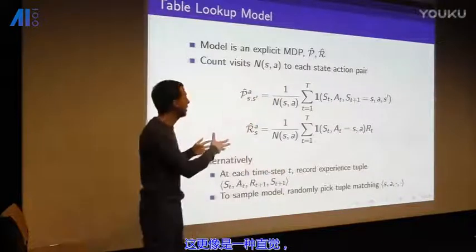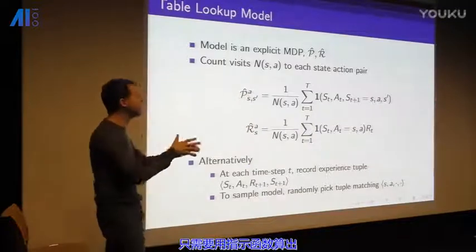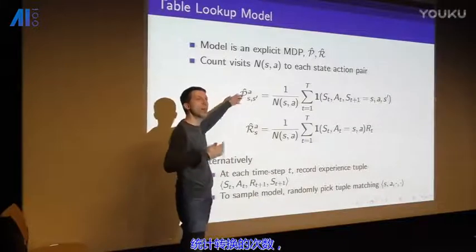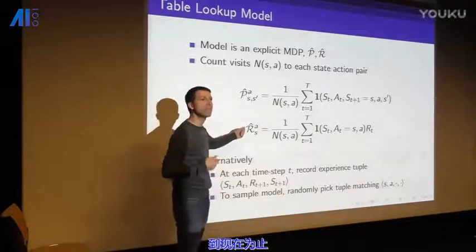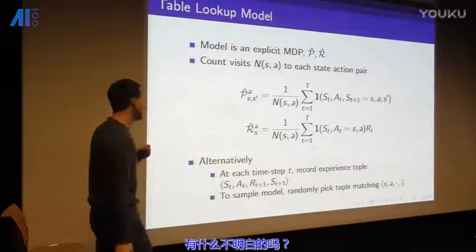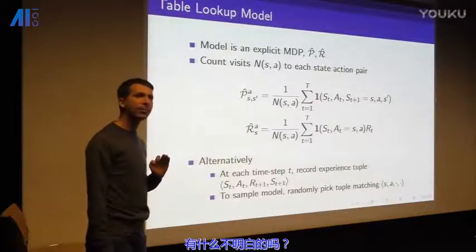So this is just the intuitive thing. Don't even need to look at these equations if they're confusing. It's just using indicator functions to say, let's do the obvious thing, which is to count the transitions and assign my probabilities proportional to those counts of where I ended up next, and to take the mean of the rewards that I've seen so far and to use that as the reward function.